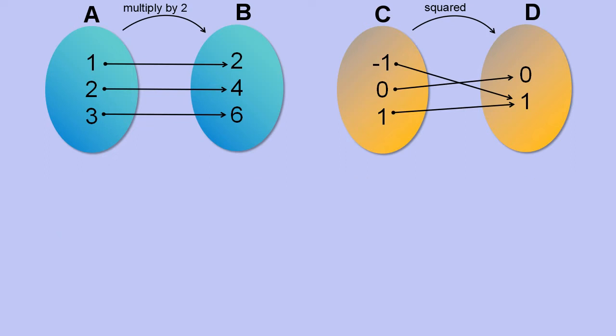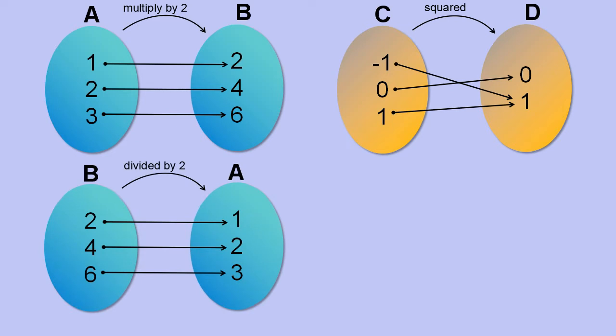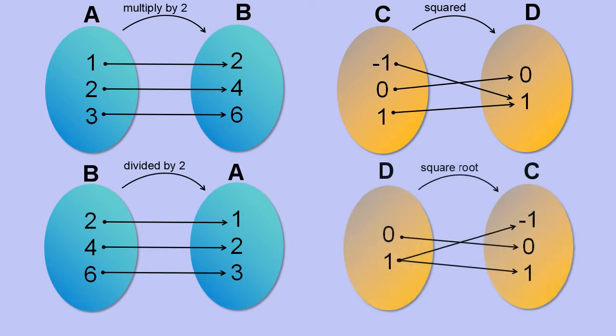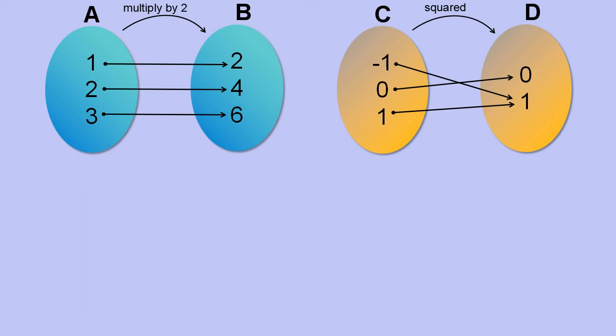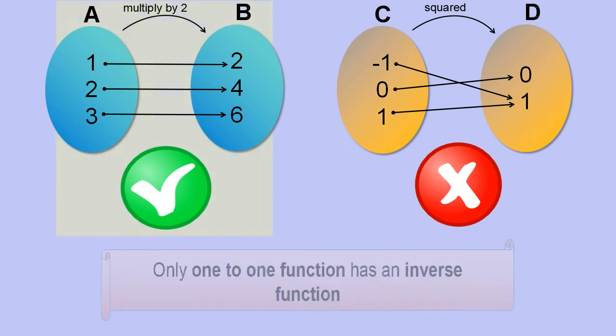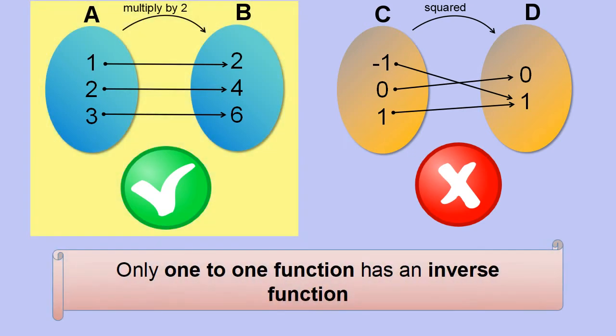If we reverse one-to-one relation, we will still get a one-to-one relation. However, if we reverse a many-to-one relation, we will get a one-to-many relation, which is not a function. So in conclusion, only one-to-one function has an inverse function.